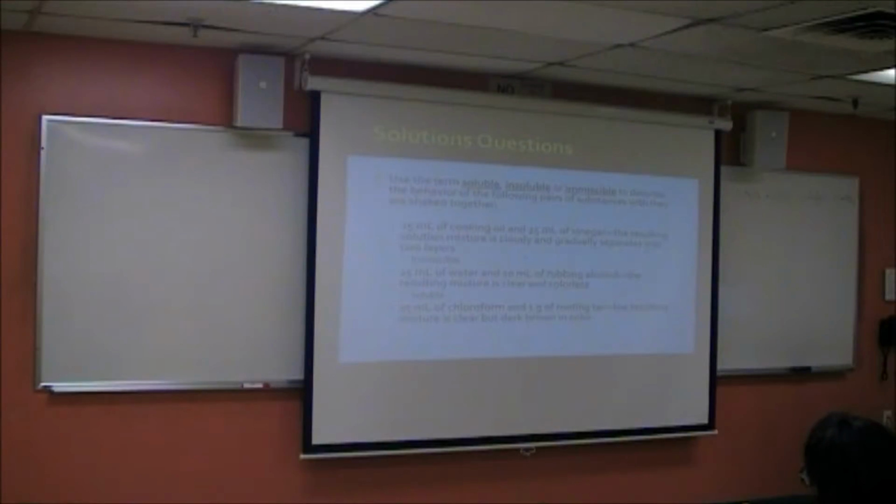25 milliliters of chloroform and 1 gram of roofing tar. The resulting mixture is clear but dark brown in color. Insoluble? Soluble? Ronnie said no. What do you think it is? Soluble, I guess. You tell me what you think. That was the majority vote. No, I don't want a majority vote. I want to know what you think.